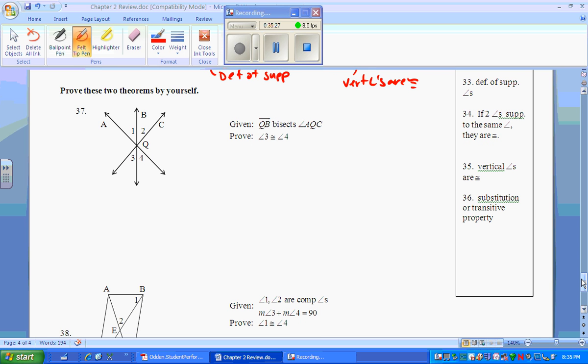And last but not least, the two proofs that you have to do on your own. QB bisects AQC. So these two end up being congruent. It's going to give you angle 1 and angle 2 are congruent. What else do you know? You know that 2 and 3 are congruent because of vertical angles. You know that 1 and 4 are congruent because they are vertical angles. So that means 3 and 4 also have to be congruent because they are all going to be congruent. So what does that look like?